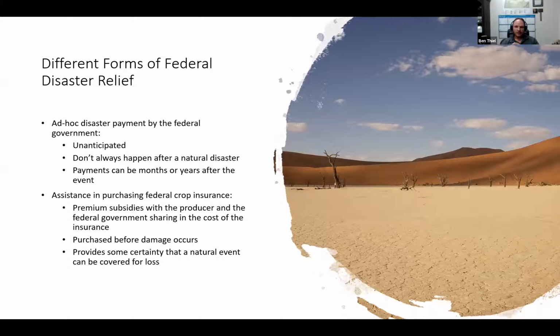Ad hoc disaster payments are variable in that they may not occur after a natural disaster. They may or may not cover your actual loss. Any payments are likely to be made months or much later after the event. The federal government, though, through USDA-RMA, incentivizes crop insurance by subsidizing the cost a producer pays to get crop insurance. A few other key differences: crop insurance is permanent and formally structured with policy provisions and procedures to address a loss due to natural weather events, whether or not these events are called a disaster. Crop insurance provides more certainty for covering your actual losses than ad hoc disaster payments.